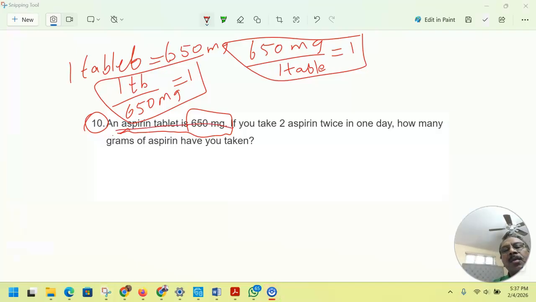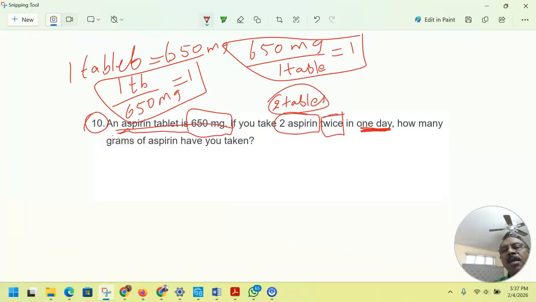Now if you take two aspirins, this says two aspirin means two tablets. So you are taking two tablets, but you are taking it twice a day. So that means you are taking two tablets and it is twice in one day.